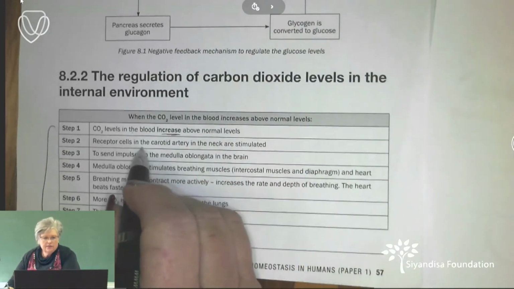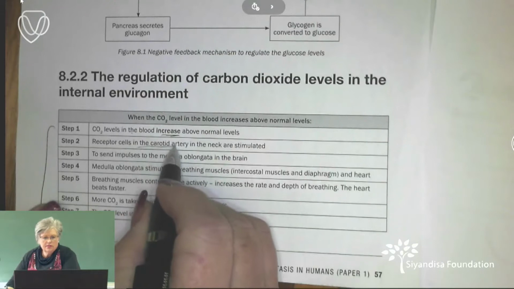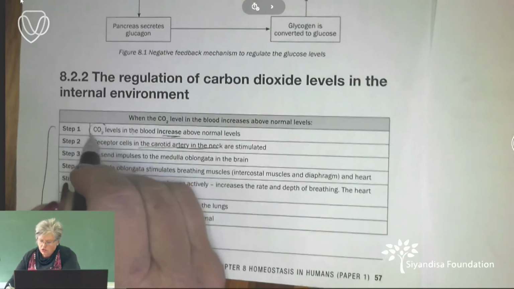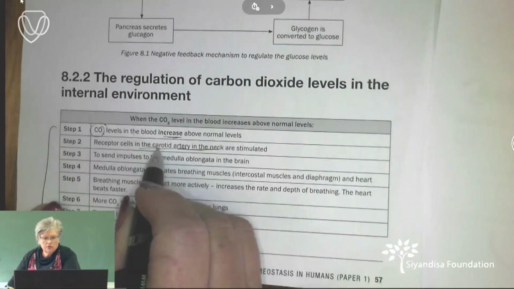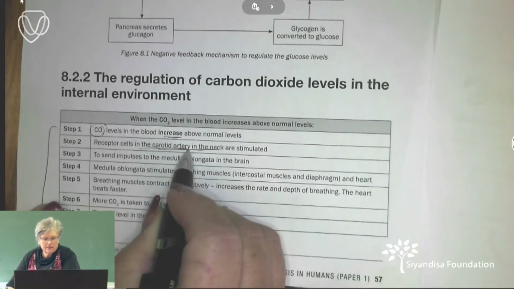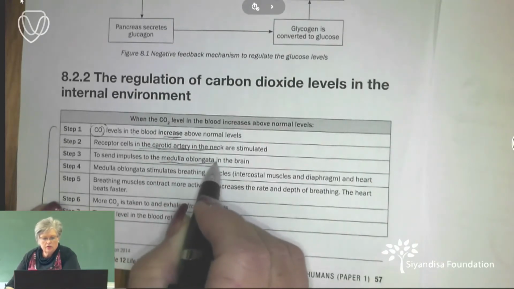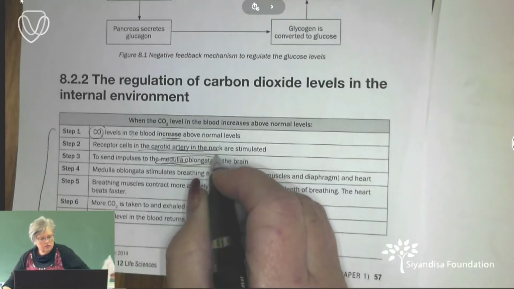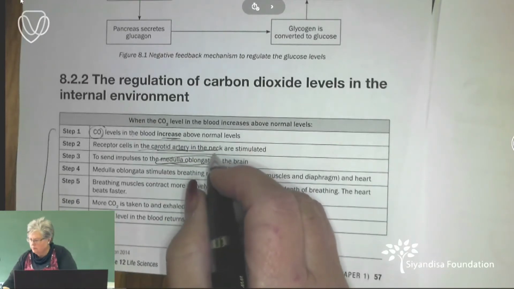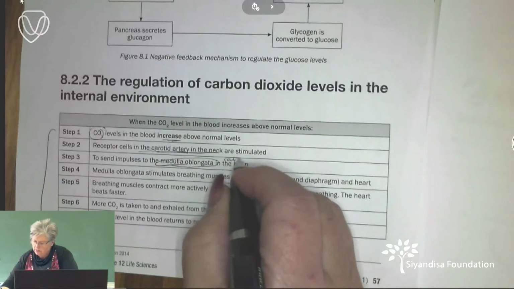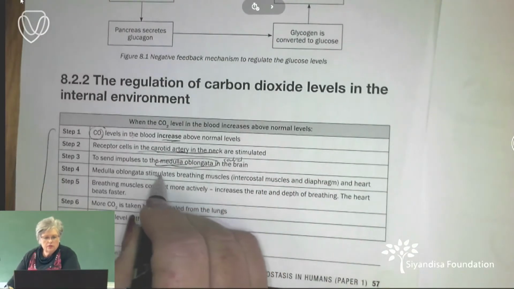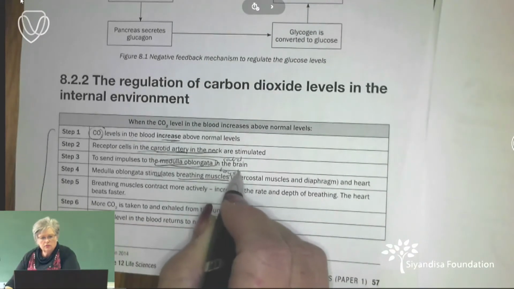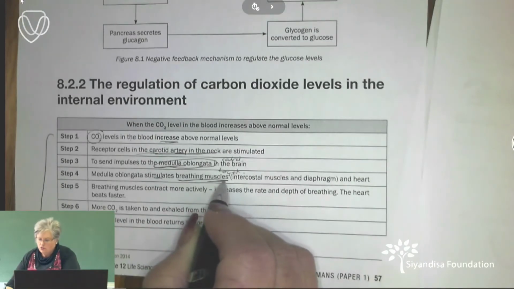So what happens? The receptor cells in the carotid artery in the neck are stimulated. So if CO2 is too high, the carotid artery in the neck is stimulated. This is sent to the medulla oblongata. So what is the medulla oblongata? The medulla oblongata is your control center. What does the medulla oblongata do? It works with the target organs. What are your target organs? Your target organs are your breathing muscles.